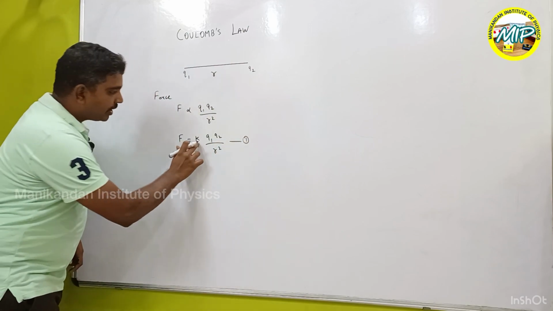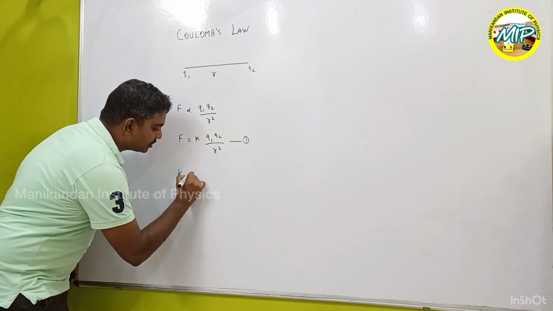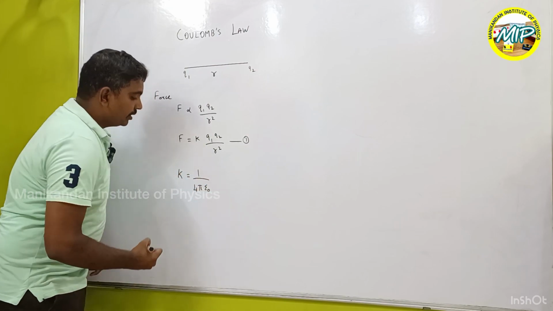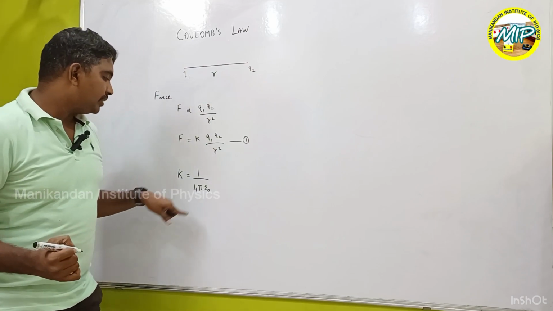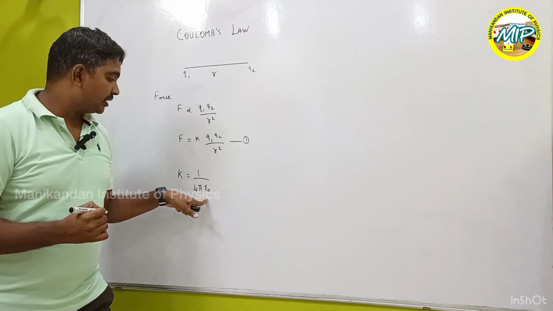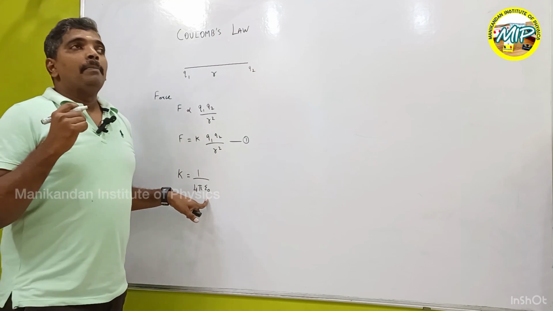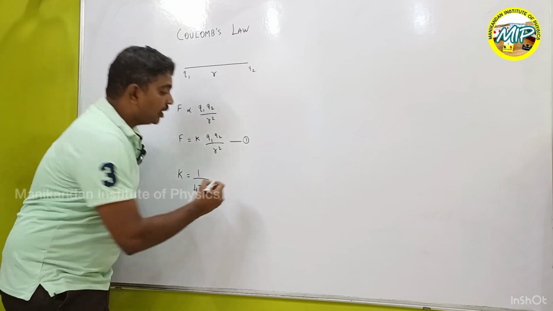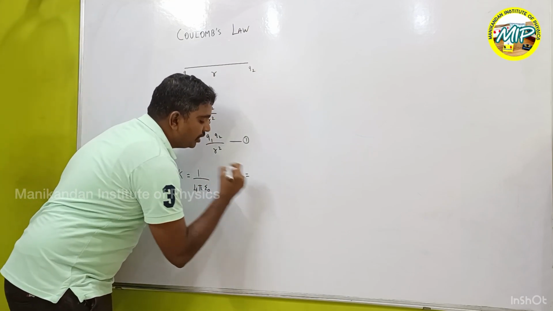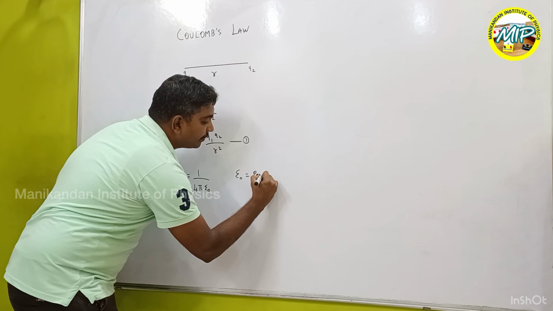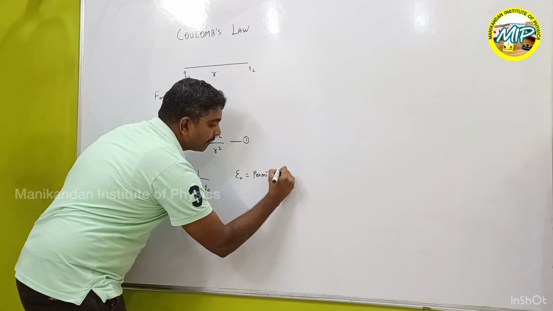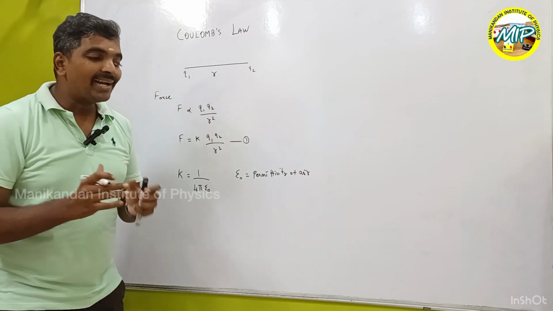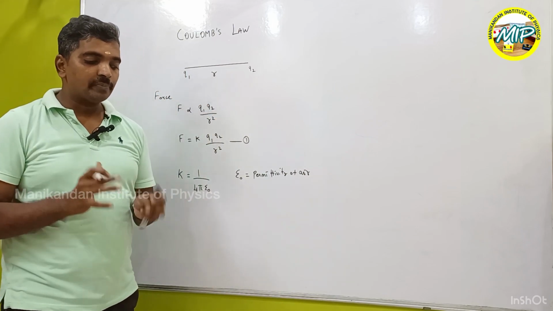First I am going to explain this k part. This k equals 1 by 4 pi epsilon naught. This epsilon naught is called the permittivity of air or vacuum. Sir, what is the significance of this permittivity?